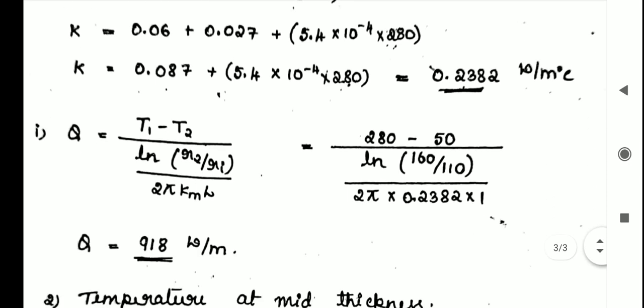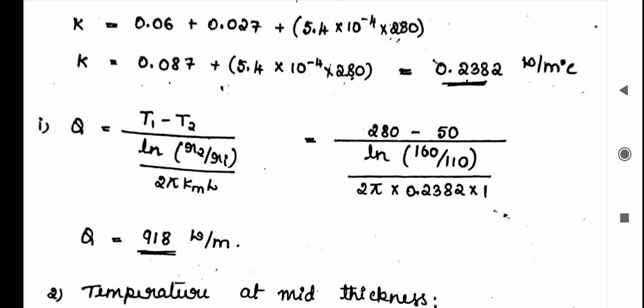So Q is equal to, same as the previous problem, but here we are not equating, we are substituting the values in the Q formula. So delta T divided by ln of R2 divided by R1 divided by 2 pi Km into L, right? So 280 minus 50 upon ln of 160 divided by 110 divided by 2 pi into 0.2382 into 1. So Q you will get 918 watt per meter.